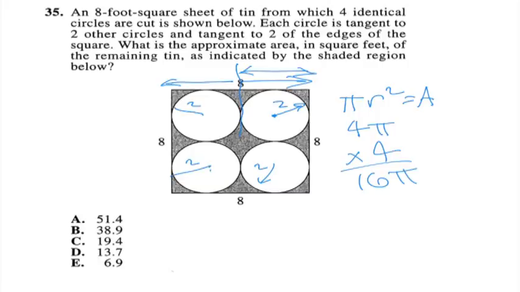So I have to look at what is the area of the whole thing. 8 times 8 is 64. That's my whole area of the square. Minus the 16 pi, if I take the 16 times pi, I will get 50.24. And when I subtract that from 64, I'm going to get about 13.7, which makes D the answer to 35.